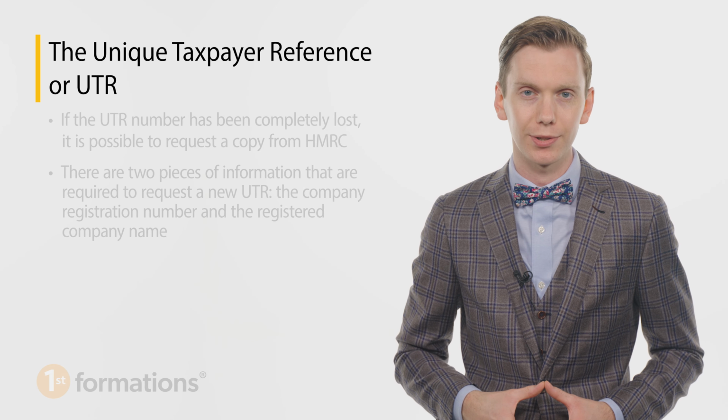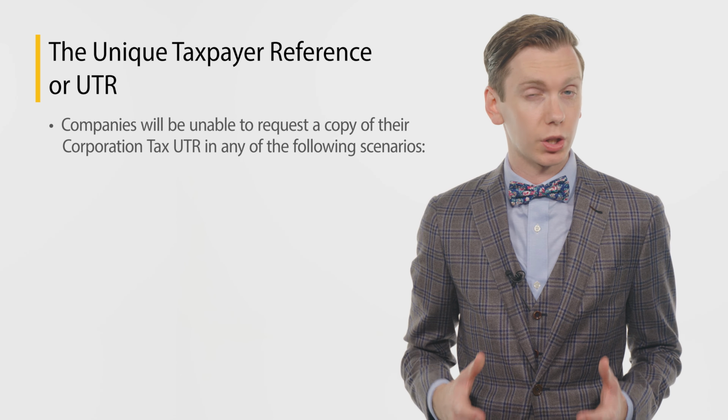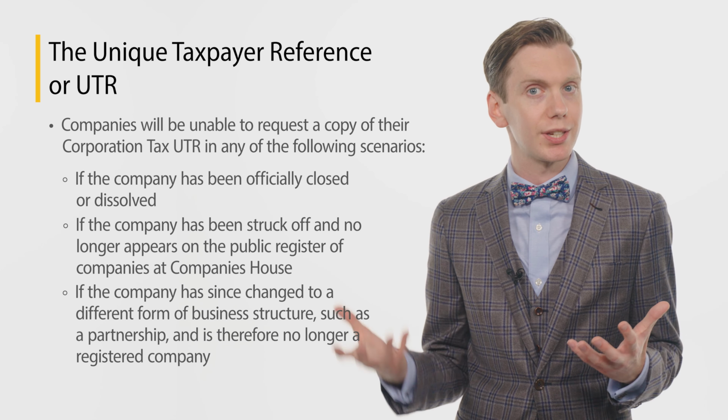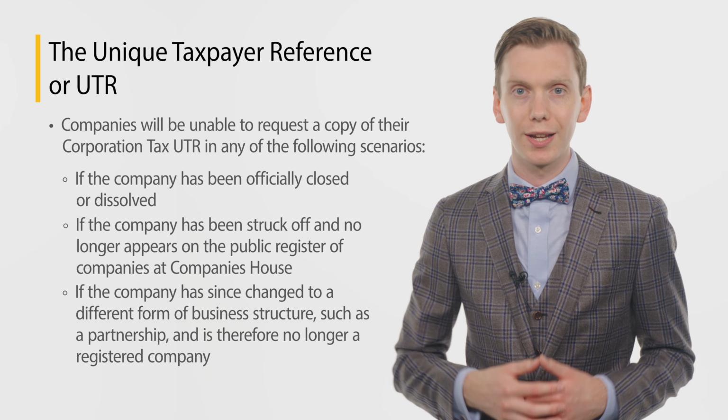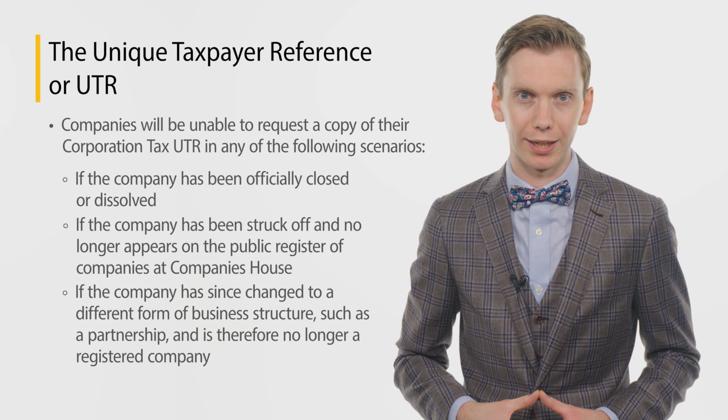on Companies House. Companies will be unable to request a copy of their corporation tax UTR in any of the following scenarios: if the company has been officially closed or dissolved, if the company has been struck off and no longer appears on the public register of companies at Companies House, or if the company has since been changed to a different form of business structure, such as a partnership, and is therefore no longer a registered company.